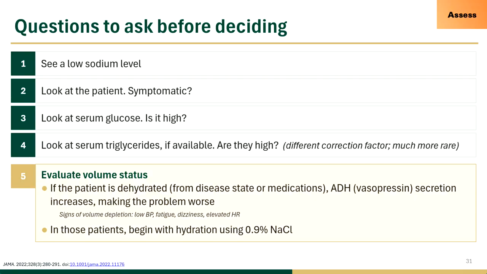So then the last thing is you look at the patient's volume status. Are they dehydrated? So what is their ADH secretion? So we'll talk about ADH here in a bit. And are there any other signs and symptoms of volume depletion? So do they have tinted skin? So when you pull their skin up, does it stay up or does it go back down? That's called tinting of the skin.